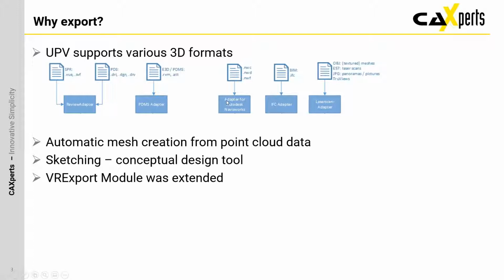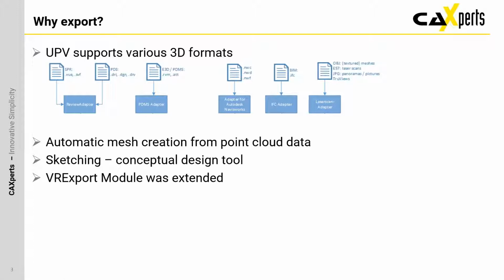But if you would rather go for Navisworks, there is also the adapter for Autodesk Navisworks. This one can basically read any kind of data that can be read by Navisworks. For BIM models, we do have a separate adapter, the IFC adapter, which can read the IFC files natively rather than using Navisworks. And the last one here, the laser scan adapter.